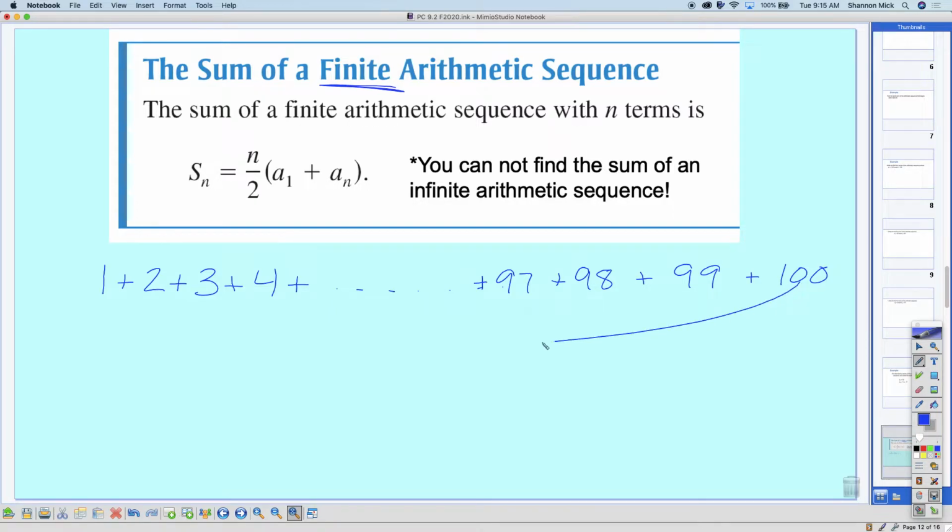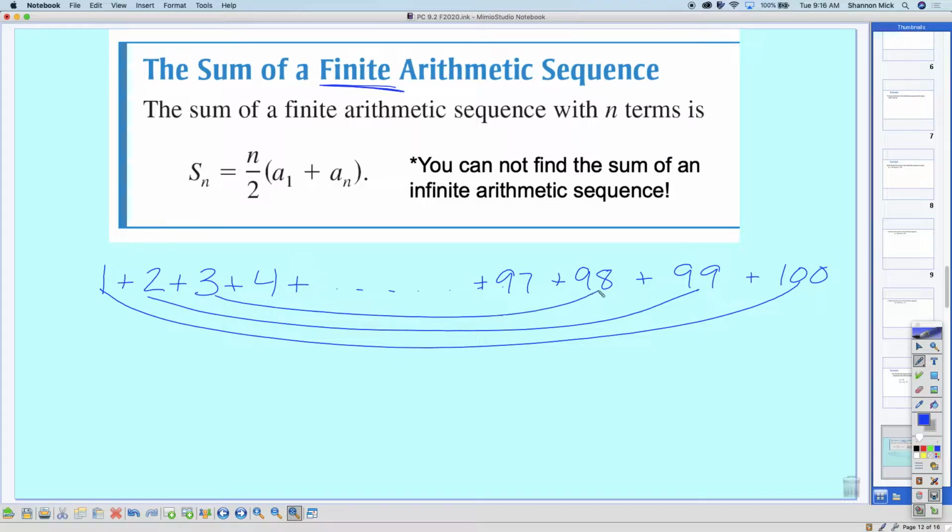Well, what does this equal? 101. What does this equal? 101. What does that equal? 101. What do you think every single pair equals? 101. The first plus the last. And there's 50 of them. So do this, 50 times 101 is 5,050. So if you add them all up, you get 5,050.